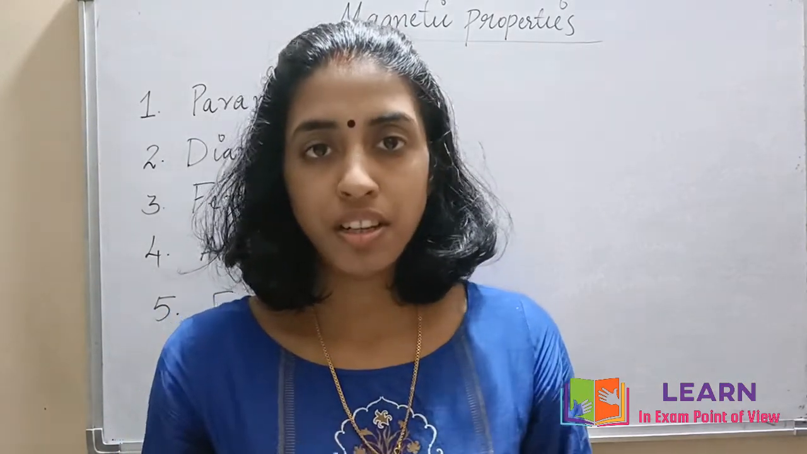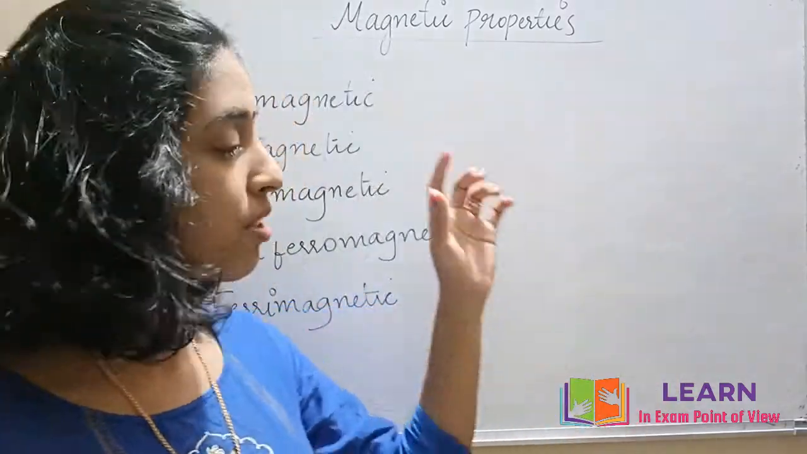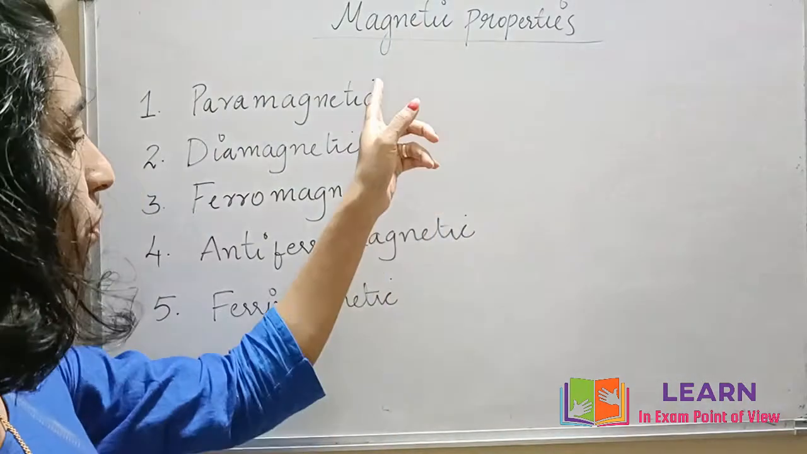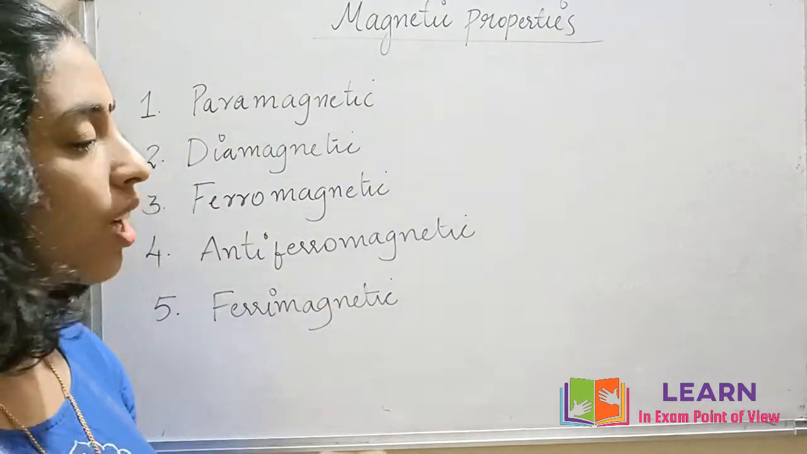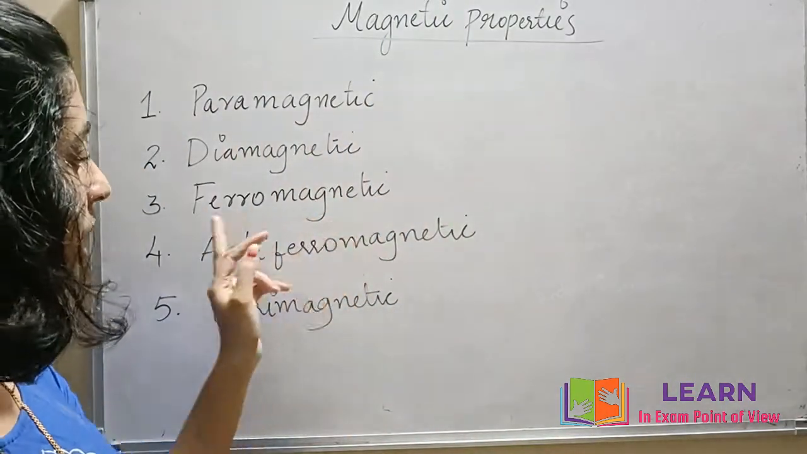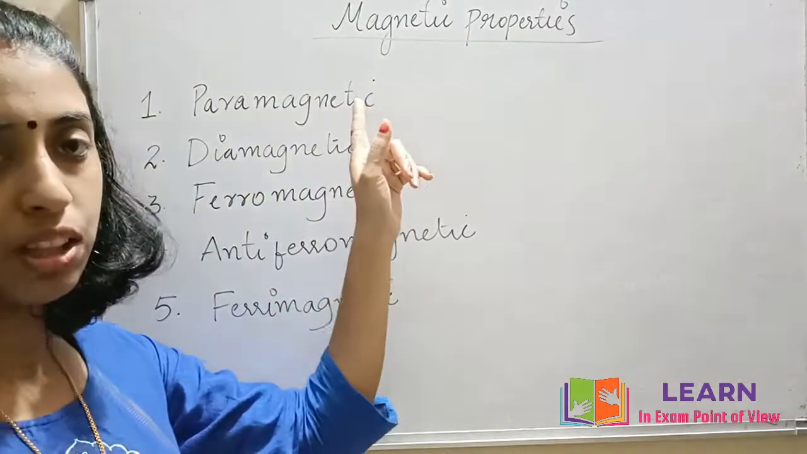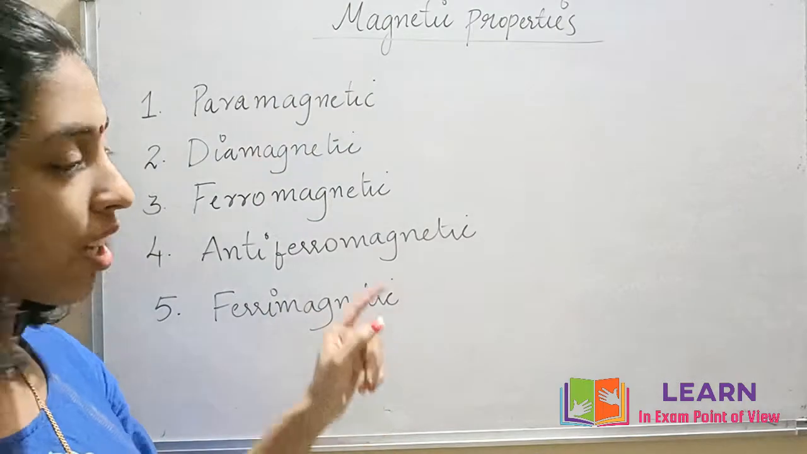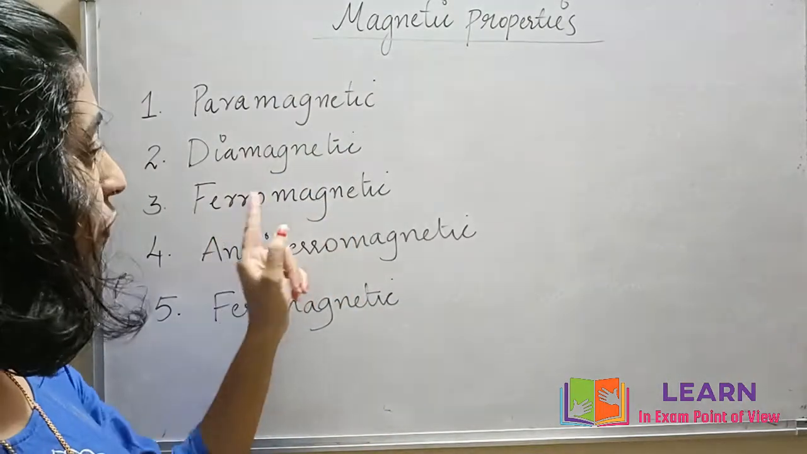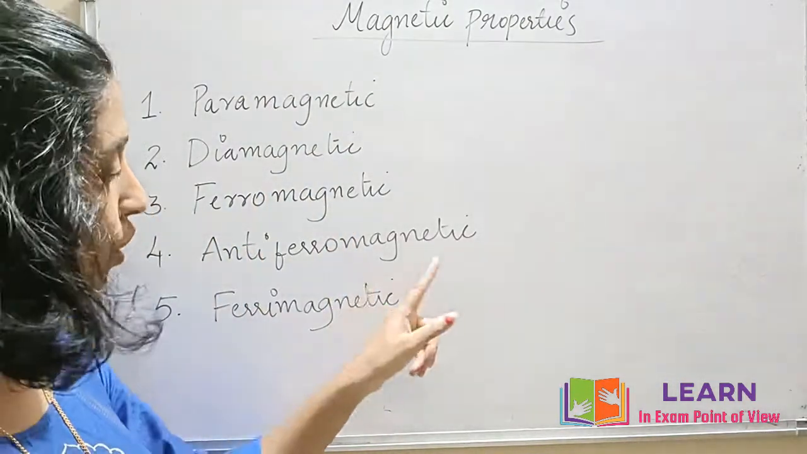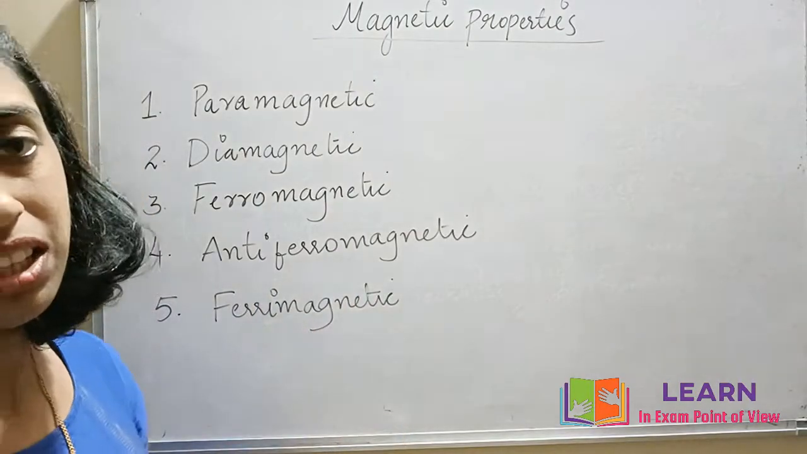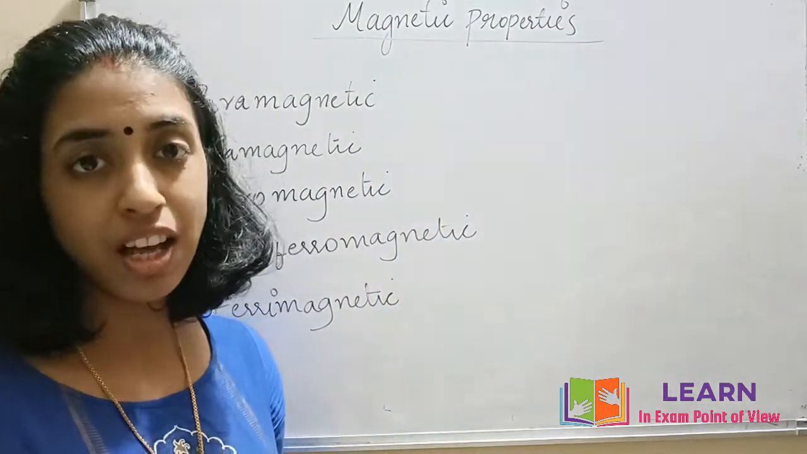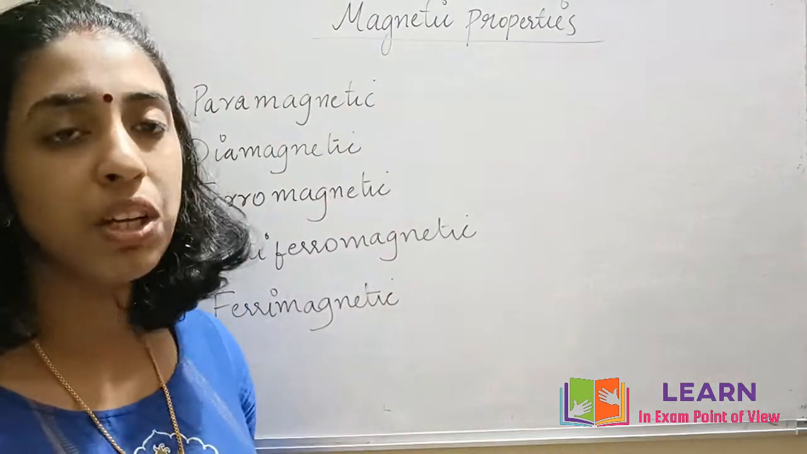Usually, questions will come up from this topic, that is magnetic properties. We have to study five magnetic properties. I have written the names, and we can look at each one in detail: paramagnetic, diamagnetic, ferromagnetic, antiferromagnetic and ferrimagnetic. This is an important topic from solid state. So the first one we can study.